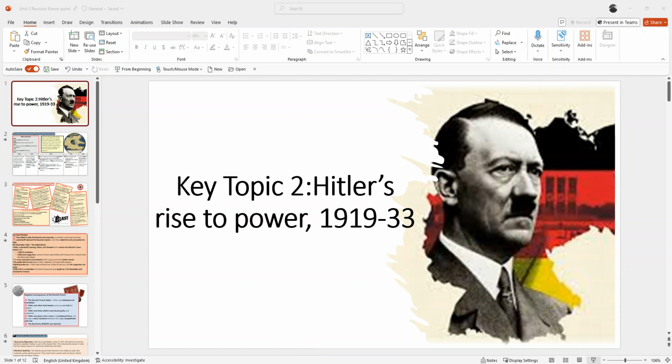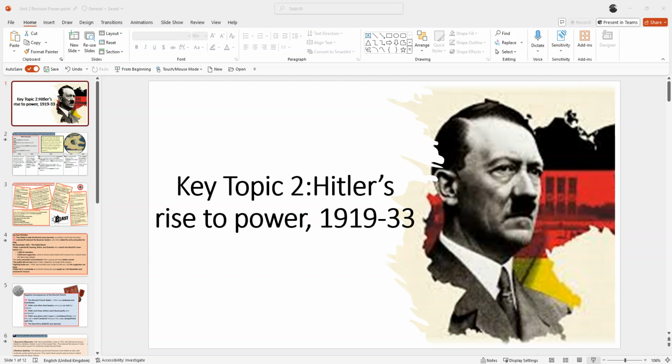So even though he failed and went to jail, while he was in jail, he wrote his book, Mein Kampf, My Struggle, wrote down all the details of what he was going to do. And after he published it, when he got out, people read it and were attracted by it and were willing to support him.